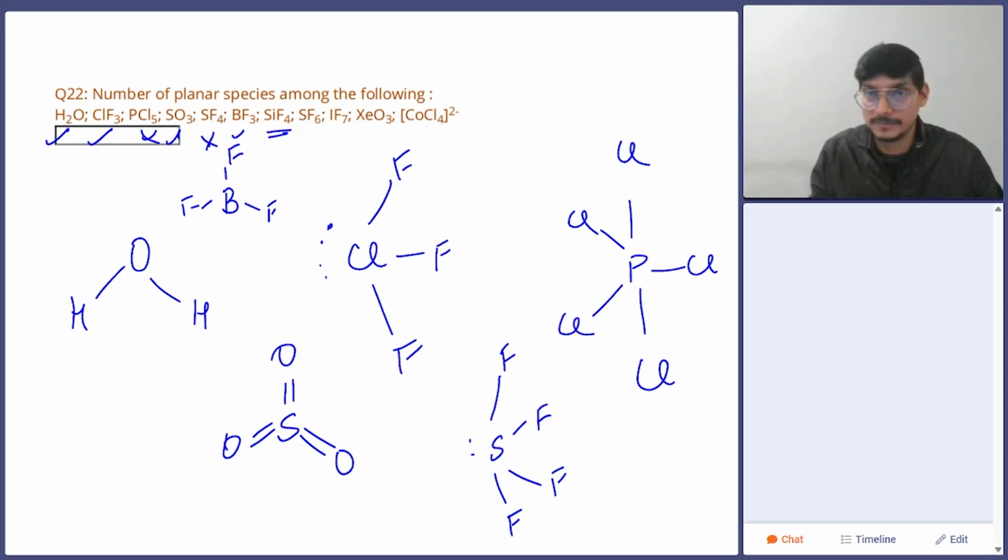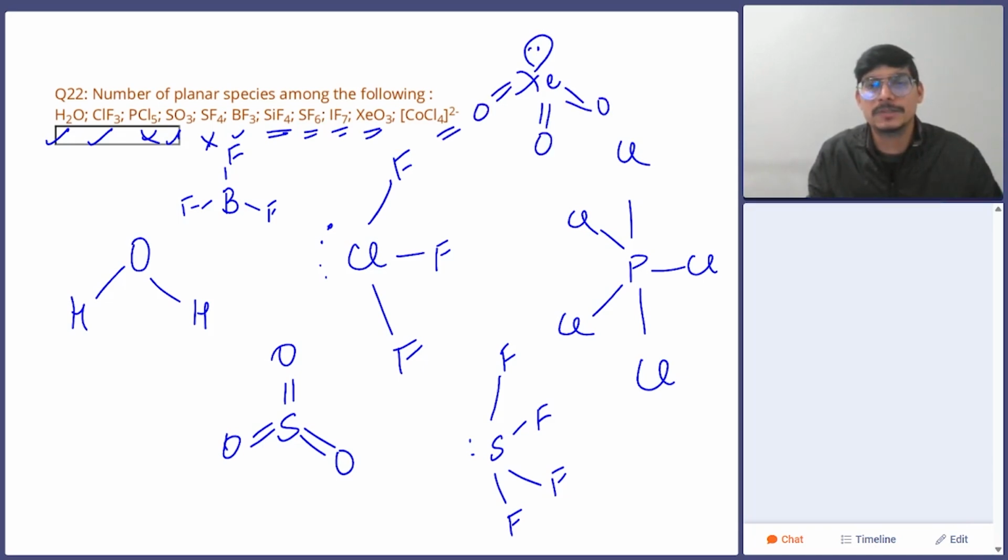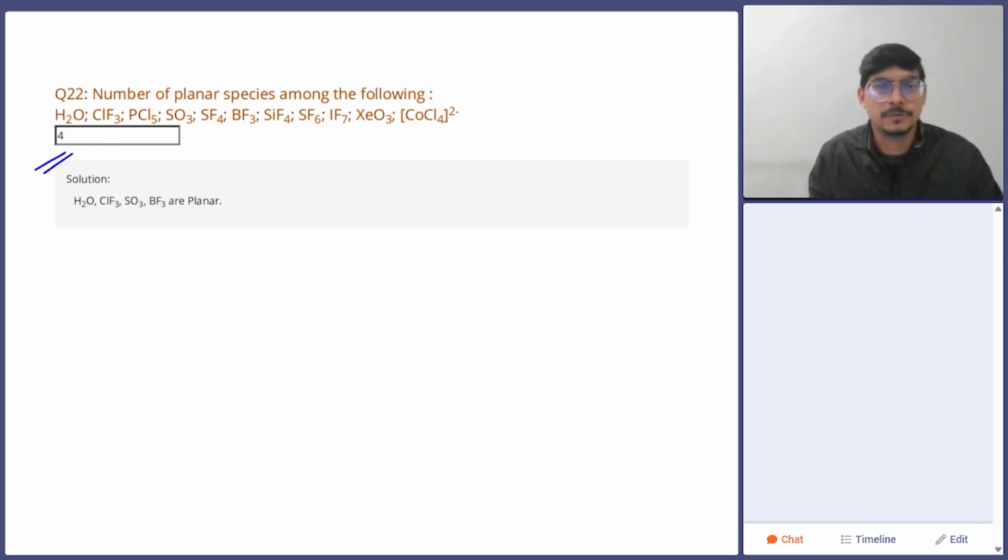SiF4 is tetrahedral, guys, because silicon, just like carbon, is tetravalent. SF6 is octahedral, so definitely not planar. IF7 is pentagonal bipyramidal, definitely not planar. XeO3, you can figure out it's a pyramidal molecule, right? So pyramidal, definitely not planar. And CoCl4 2- is tetrahedral because chloride is a weak field ligand, right? So the total number of planar species here is 1, 2, 3, and then 4, right? So the correct answer to this one is going to be 4. Water, ClF3, SO3, and BF3.